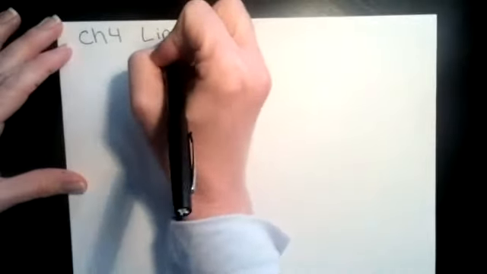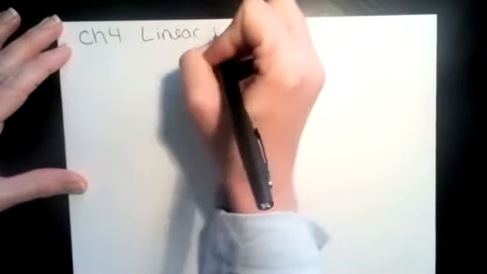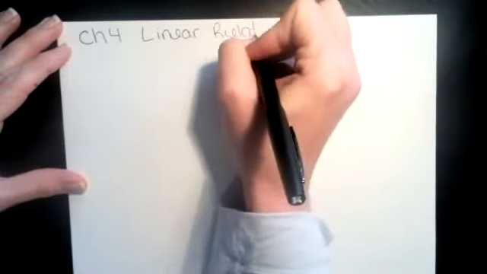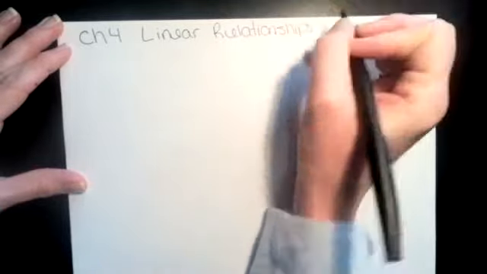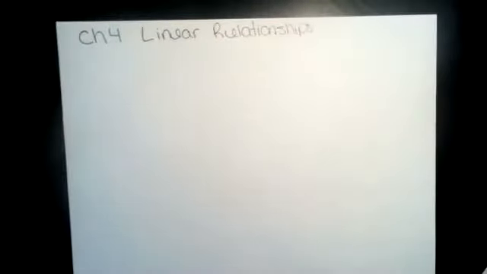Okay, so today we're going to start chapter 4. We're going to cover chapter 4 all week. And chapter 4, we're looking at linear relationships and correlation.